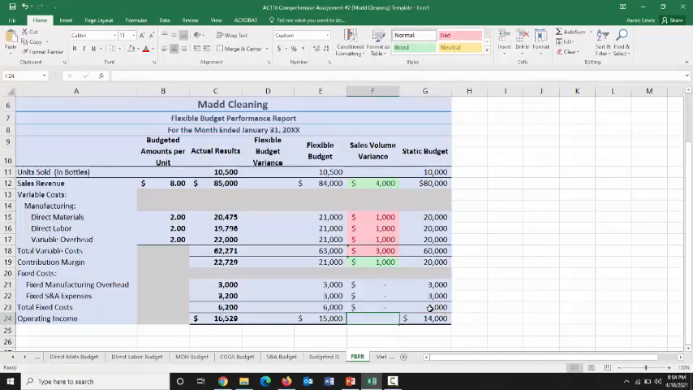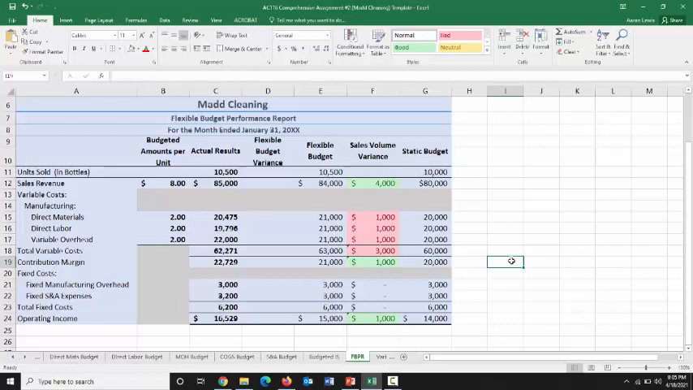So what happened to our operating income? Well, our flex budget says we should have generated $15,000 of operating income. We proposed in our master budget, our static budget, that we were going to generate $14,000. Well, that's $1,000 more. So $1,000 in the total increase of our income can be attributed to the fact that we just sold more bottles than we thought we were going to. We had a favorable sales volume variance for operating income of $1,000.